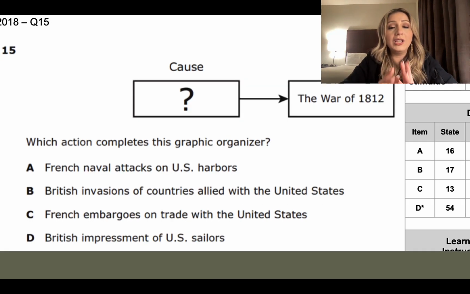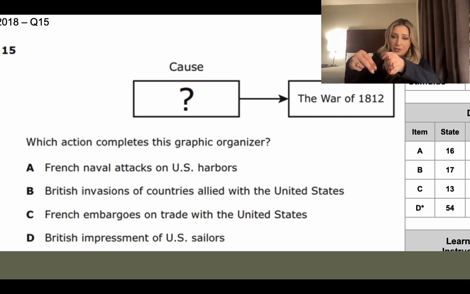We should have all answered D, British impressment of U.S. sailors. That is one of the causes. If on here we had blocking of U.S. trading ships or disruption of trade, those would have been answers as well. So the disruption of trade, the impressment of U.S. sailors, those are causes of the War of 1812.